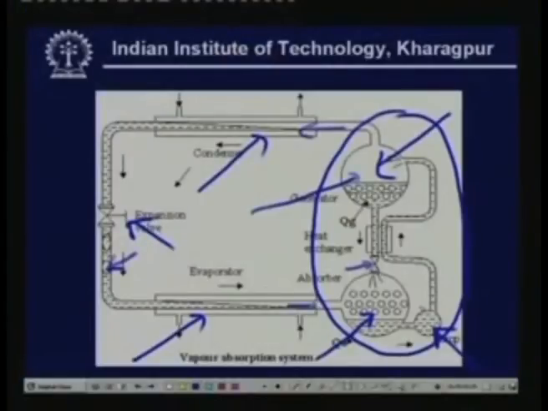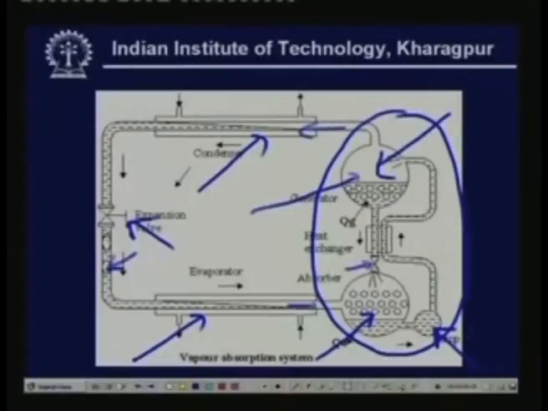So these systems are very convenient, very advantageous, where you have abundant sources of waste heat. For example, you can use solar heat, or you can use waste heat available in industries for providing refrigeration. So absorption systems have their own advantages.